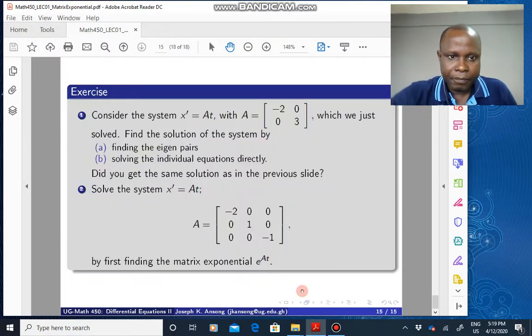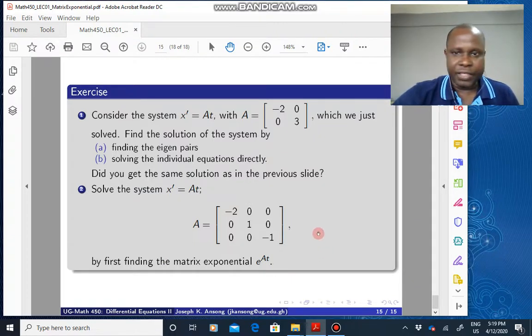Okay, and then solve the system. This 3 by 3 matrix, it's a diagonal matrix. You want to find the matrix exponential. Okay, so try your hands on that. That should be relatively easy as well.